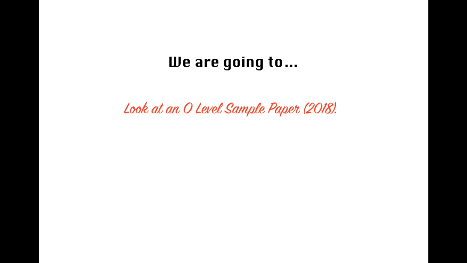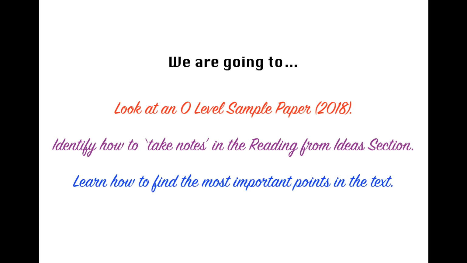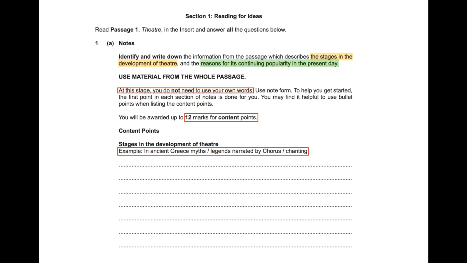Now, what are we going to do in this video? Well, we are going to, first of all, look at an O-Level sample paper from 2018, and the link is in the description of the video. It is openly available to anyone who wants to download it. Then we're going to identify how to take notes in the reading for ideas section of the paper. And the last thing that we're going to do is learn how to find the most important points in the text. Okay, so let's get down to business.